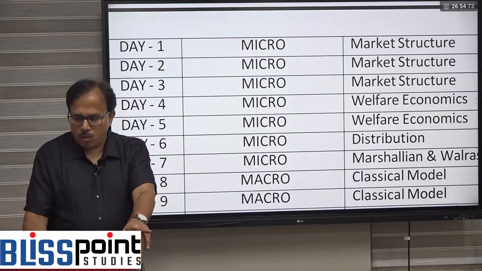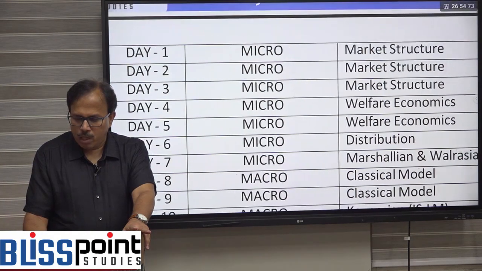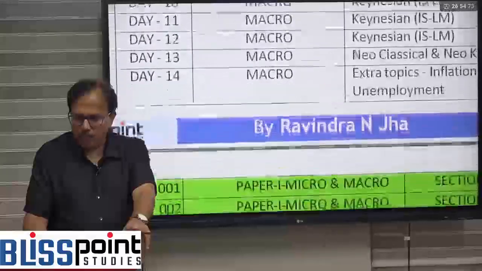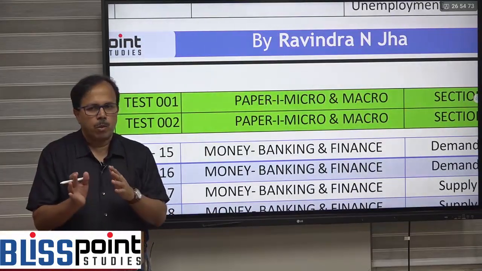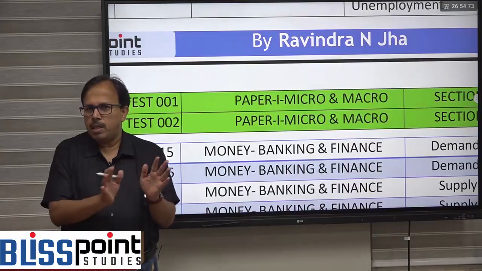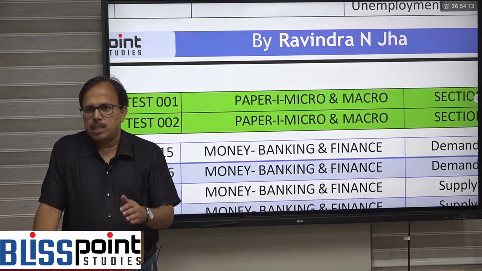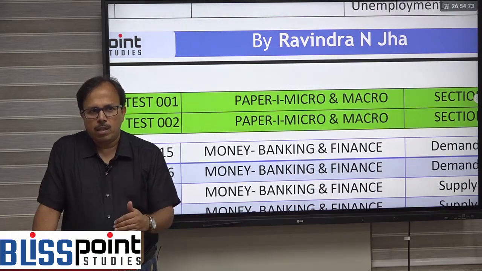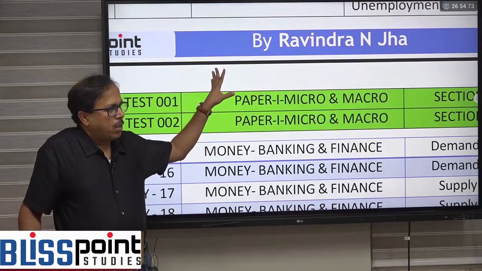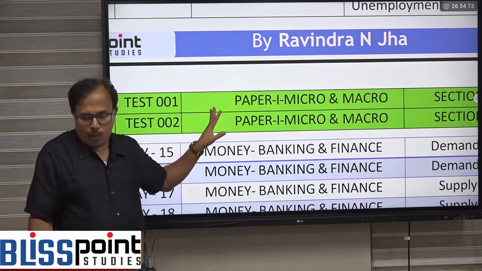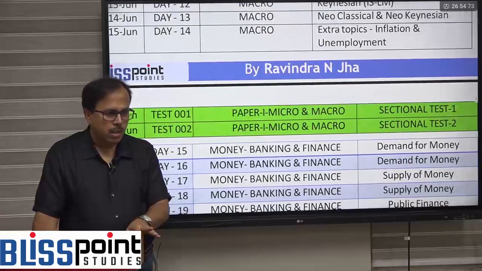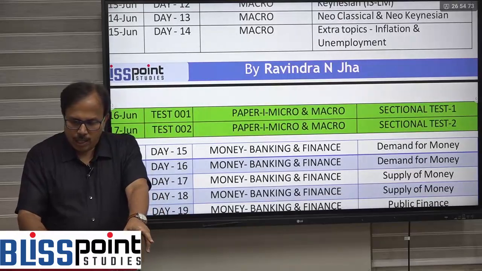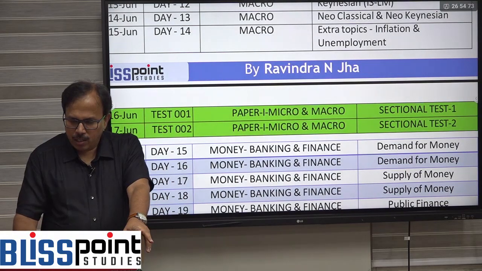Tests will always be included in between the daily answer writing. It is not that you have to complete 100% of daily answers and then attempt the test. Tests will come in between. Like if you have completed micro and macro, then there will be test number 1 and 2 for micro and macro, that will be the sectional test. In that way daily answer writing and tests will be included.